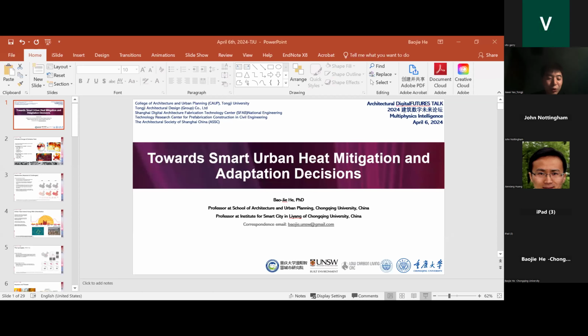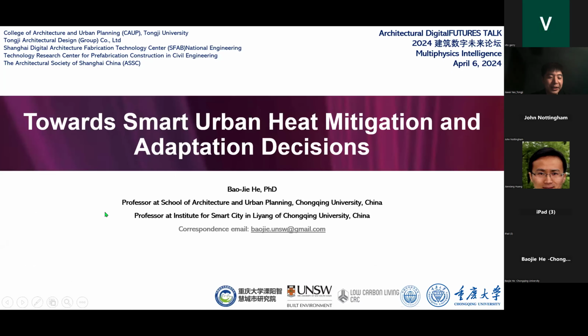So let's move to our final presenter, Baojie from Chongqing University. His presentation will present a smart mitigation and adaptation decision support system to overcome the challenge of lack of knowledge and professionals in actual implementation. His presentation will introduce the causes and the impacts of urban heat and the stress to sustainable development goals in order to demonstrate the urgency of dealing with urban heat challenges.